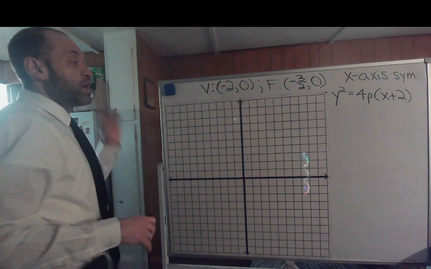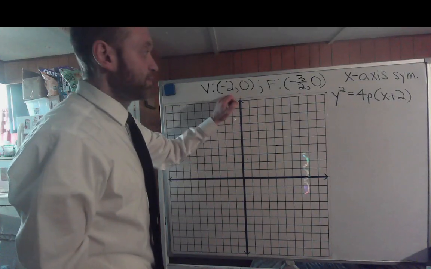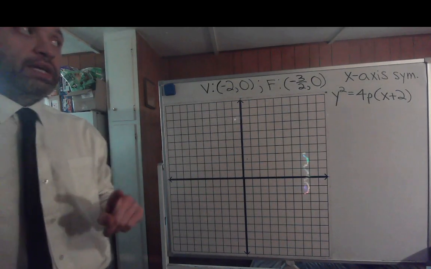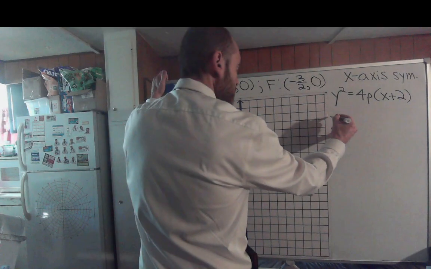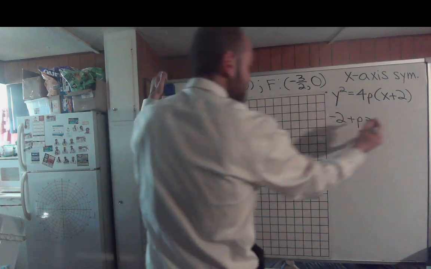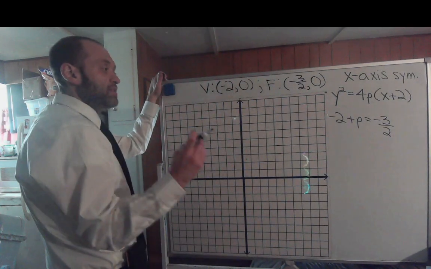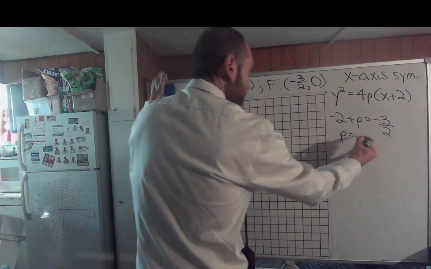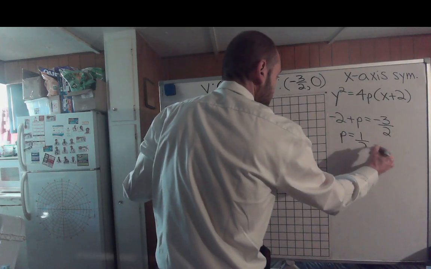Now, what is true between the vertex and the focus? To get from the vertex to the focus, you add p, right? So what I have to do is take -2 plus p, because you got to add p to get to your x-coordinate of the focus. So -2 plus p equals -3/2. Well, that means then that p, if we solve for p, would equal 2 minus 3/2, which means p would just equal 1/2.